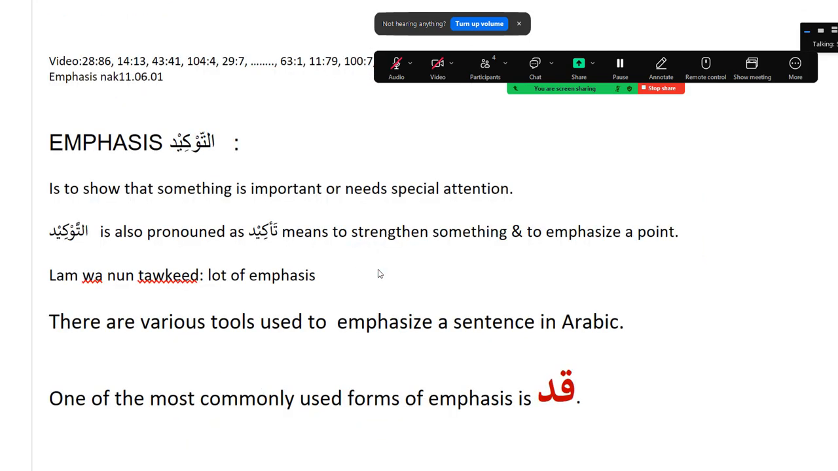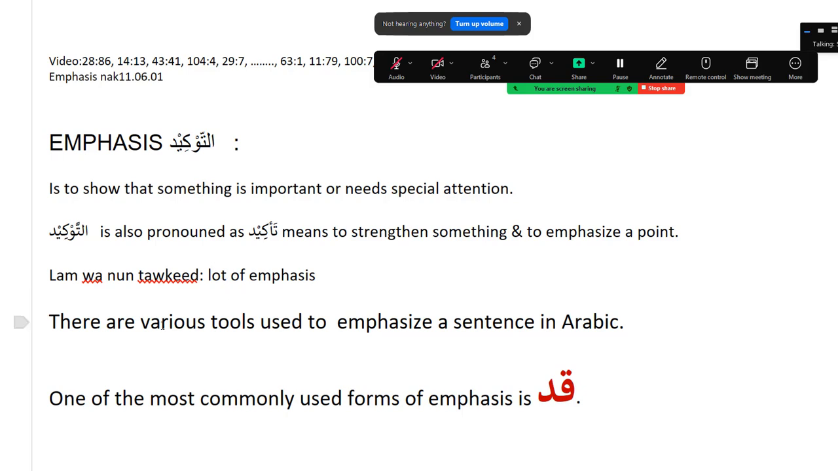Emphasis, or in Arabic it's called at-tawkeed. Emphasis is to show that something is really important or needs special attention. At-tawkeed is also pronounced as taqeed, which means to strengthen something and to emphasize a point. Lam wa noon tawkeed, here you have lam of emphasis and noon of emphasis. So you have double emphasis. So this is with a lot of emphasis.